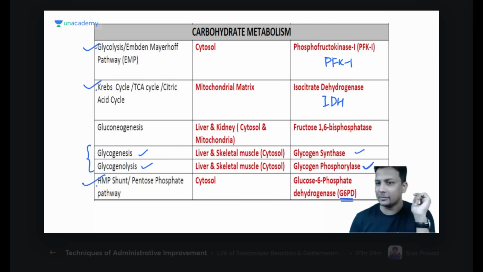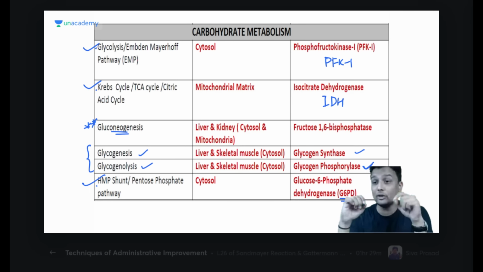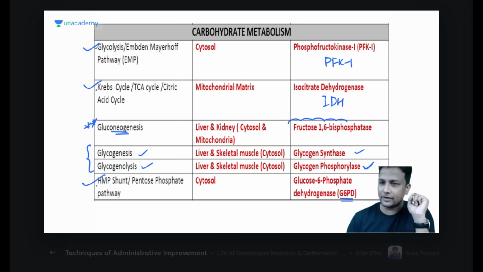Already I told you Krebs cycle and HMP shunt. Now please remember these two. I told you how to remember. And now the only one which is very much important to remember here right now, guys, gluconeogenesis, formation of glucose from non-carbohydrate sources. I think this is the only one that you have to learn here right now.